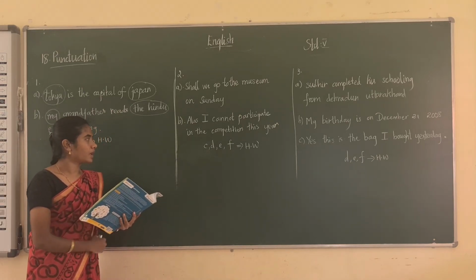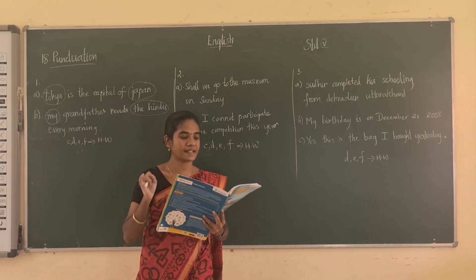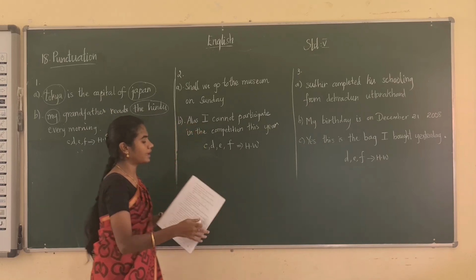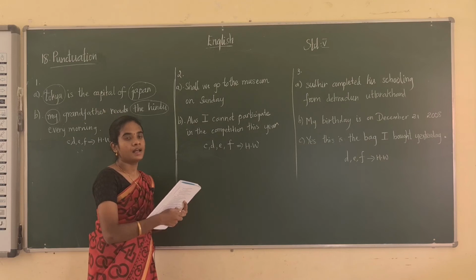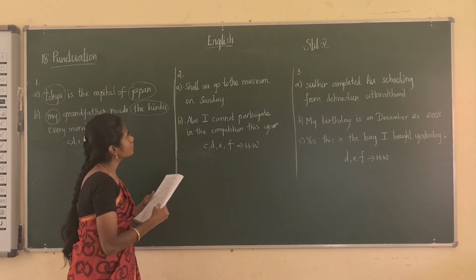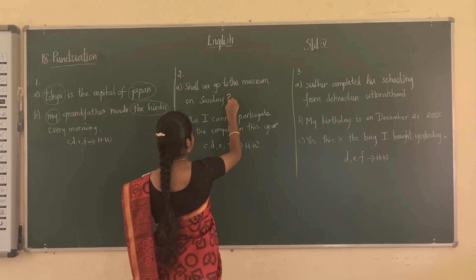See the next one, the second exercise: punctuate the following sentences using a full stop, question mark and exclamation mark. Shall we go to the museum on Sunday? So it is a question format, so you have to put a question mark.